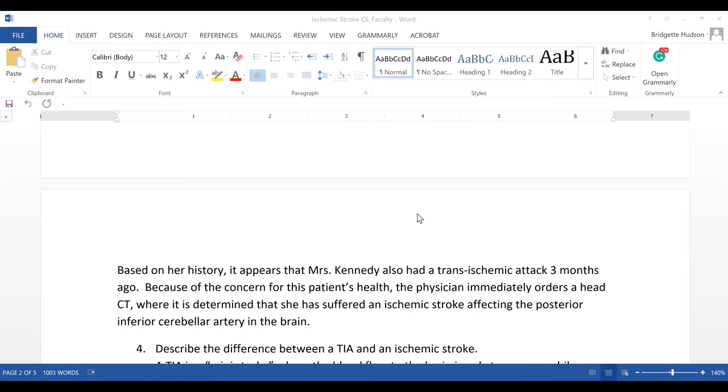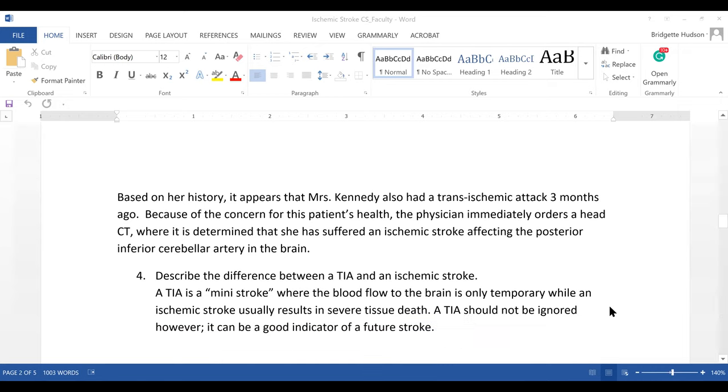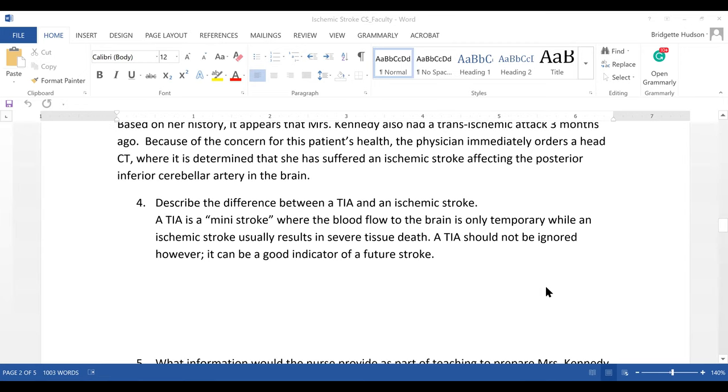So it's like angina to a heart attack. The angina is letting you know, hey, you need to fix some things, make some changes. If you don't, you could be having the big one. So this is what a TIA is to a stroke. Here it is a mini stroke where the blood flow to the brain is only temporarily lost, while an ischemic stroke usually results in severe tissue death. And a TIA should not be ignored because it's a good indicator of a future stroke. But it is a mini stroke.